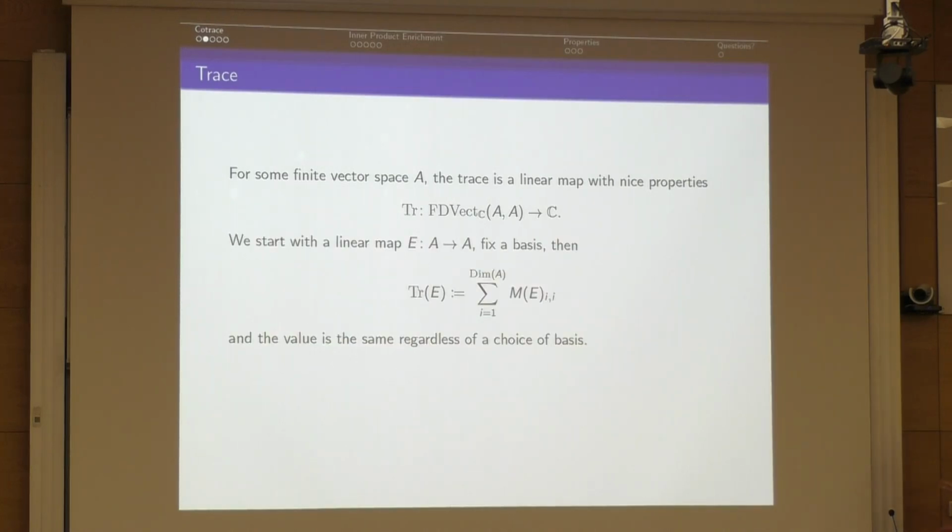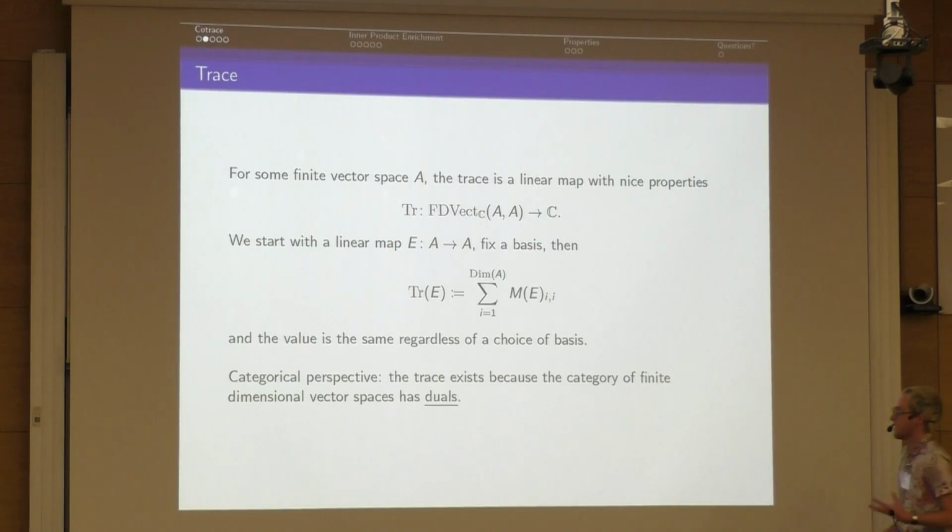But when you teach undergraduates how to calculate the trace, you say, okay, first fix a basis for your finite dimensional vector space, and then your linear endomorphism becomes a matrix, and then you just add along the diagonal. But this is kind of weird because it turns out that the trace is independent of the choice of basis, so you're making a choice, but the choice doesn't really matter.